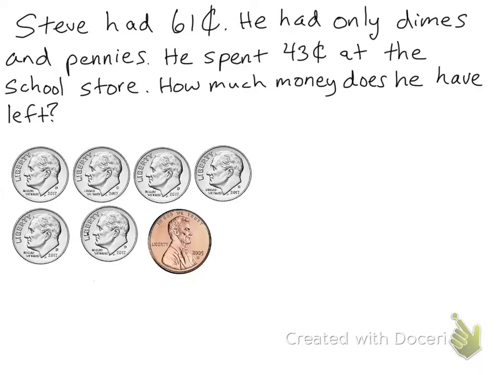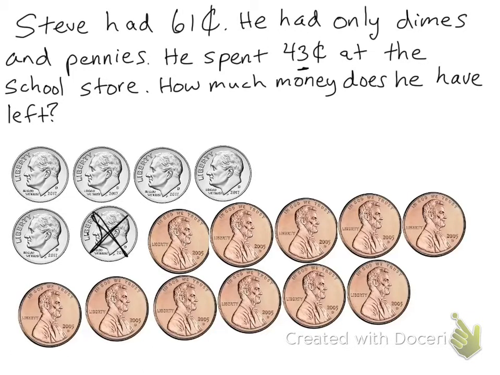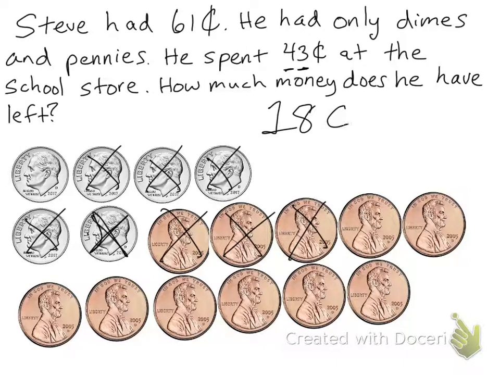Do I have enough pennies to take away 43 cents? Or the three pennies? No, I don't. So I need to trade 1 dime for 10 pennies. Right. Now I have enough pennies to take it away. So I'm going to take away 3 pennies. 1, 2, 3. And now I'm going to take away 4 dimes. 1, 2, 3, 4. So what do I have left? Well, I have 1 dime and 8 pennies. So my answer is 18 cents.